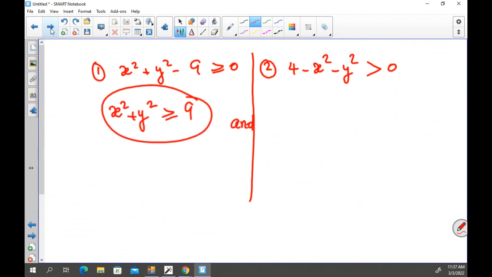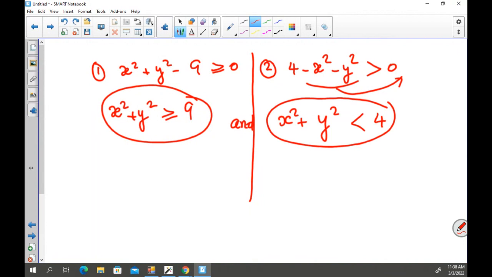And x squared plus, if you move this to the other side, we can, but then you will have minus x squared minus y squared greater than minus 4. And you need to multiply everything by minus 1, which means that you need to change the inequality. It's okay.